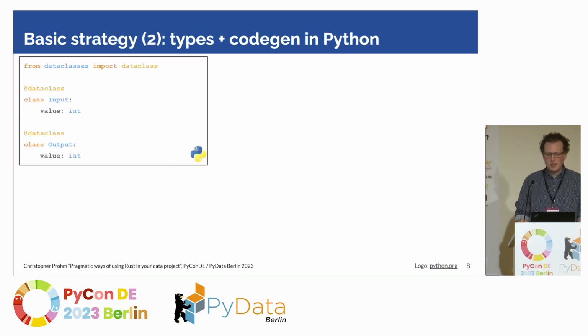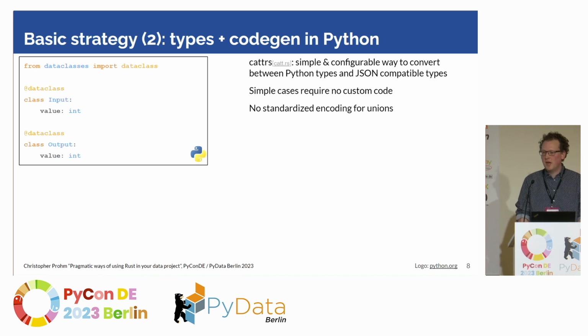And the basic strategy is to use types and code generation, both in Rust and in Python. For example here, I used data classes. Depending on your choice, or on what you like, you probably use something different. For me, typically data classes from the standard library work quite well. And so here we define essentially our interface as types. And then there's a very nice library called cattrs that gives you, for the simple cases, a zero configuration way of going from these data classes to something that is JSON compatible and back again.